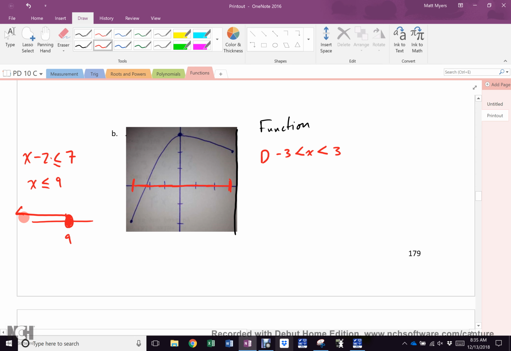What if there was no equal sign there? What do I do with this dot? You do not color it in. Is that dot colored in? So, does that mean negative 3 is included? Yes. So what must I put here? An equal sign. Is that dot colored in? So does that mean positive 3 is included? So I must put that line there.